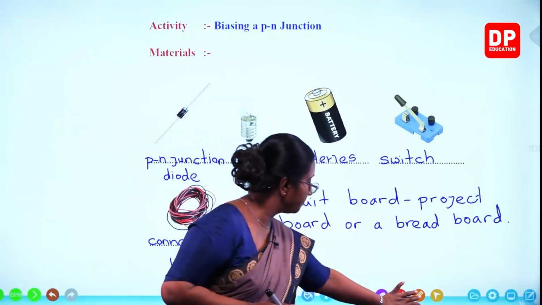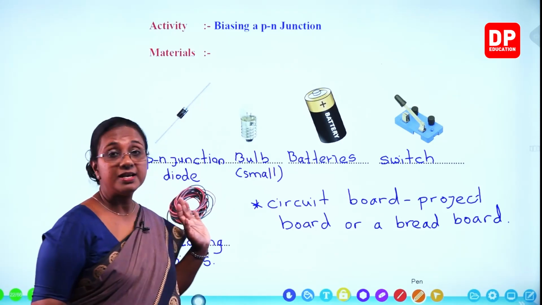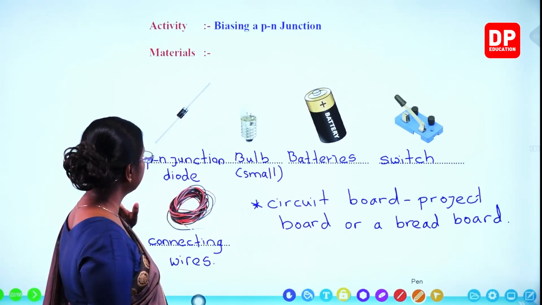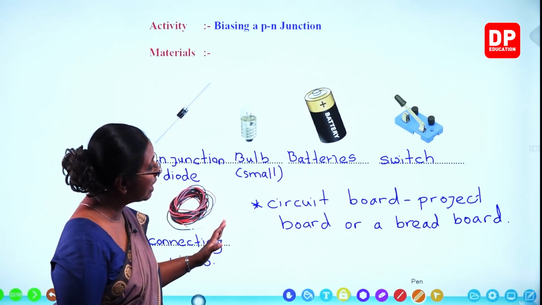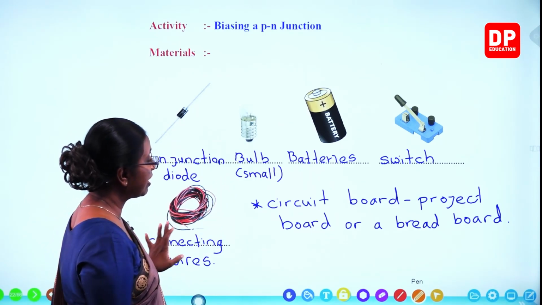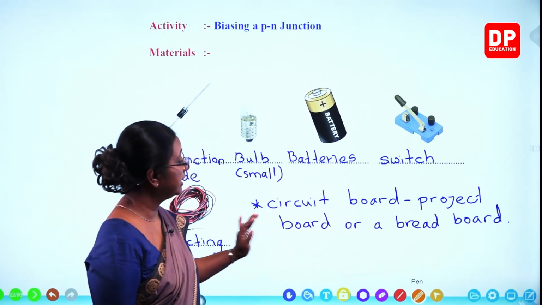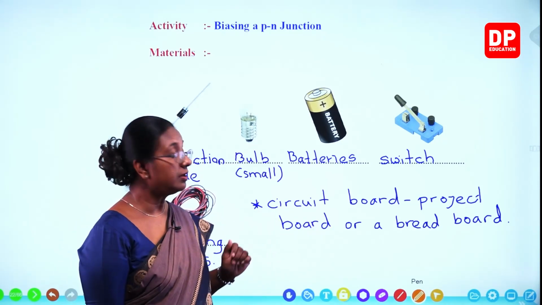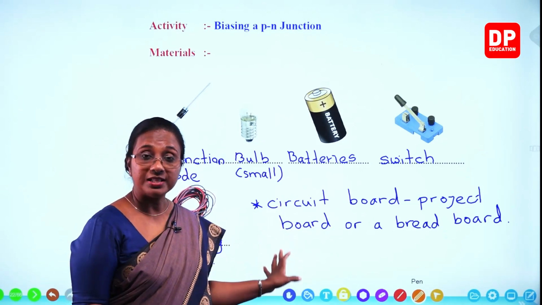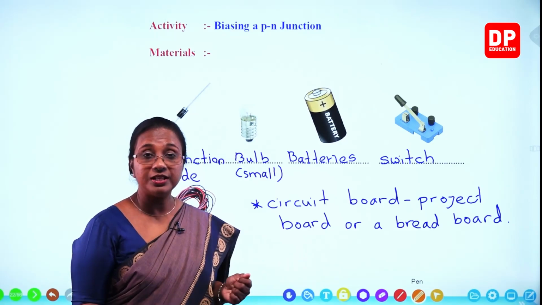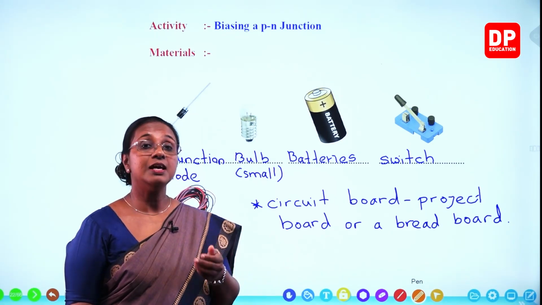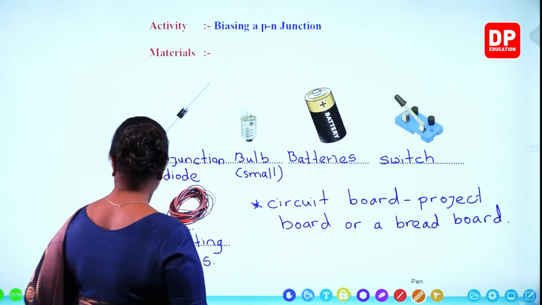Here you can see, to observe the biasing of a PN junction, we need a PN junction diode, a bulb, batteries, switch, connecting wires, and to connect the circuit, we can use a project board or a breadboard. So those are the materials. I will move on to the next slide where I discuss the method with you all.